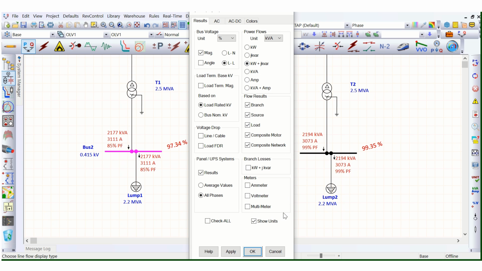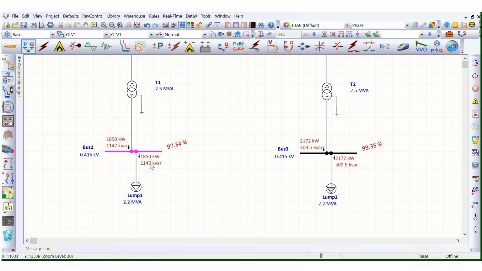Let's check the active and reactive power. 1850 kilowatt, here 2172 kilowatt. 1147 kilovar, only 309.5 kilovar. So the reactive power drawn by this load is reduced, but the active power is increased. Here 1850 kilowatt, here 2172 kilowatt.